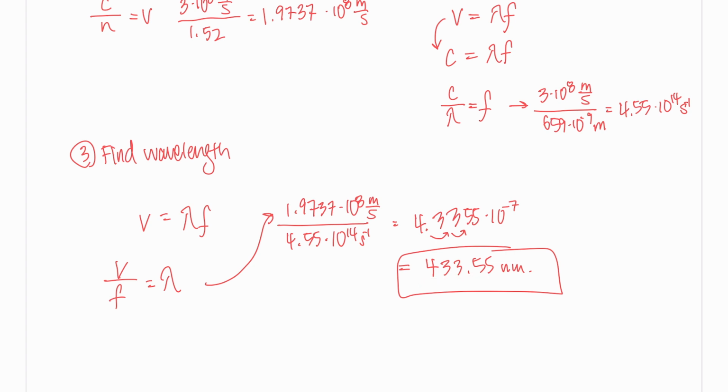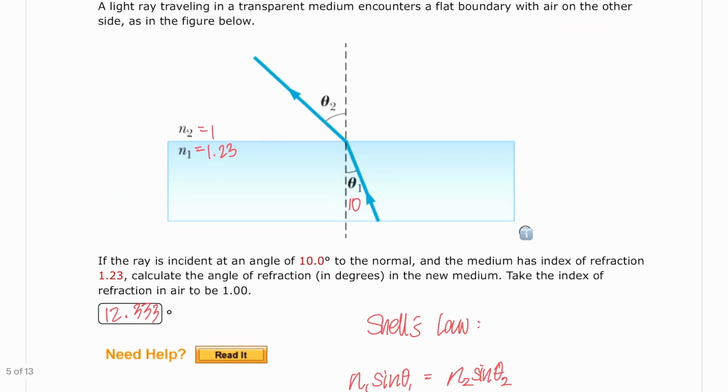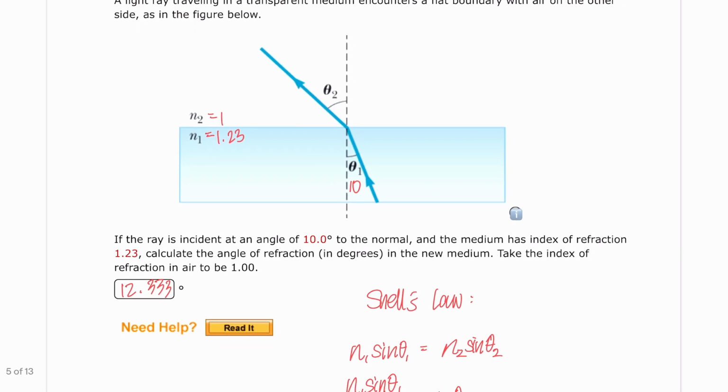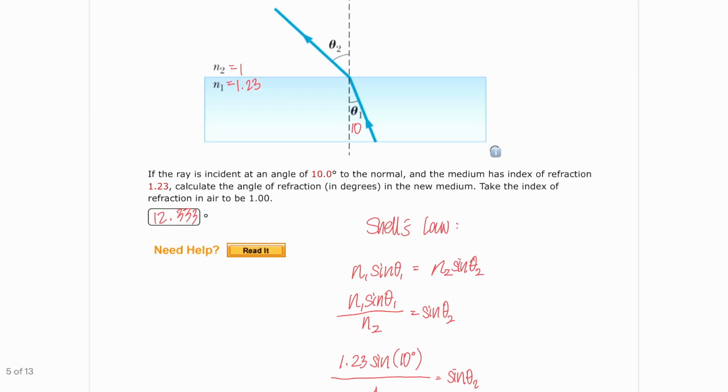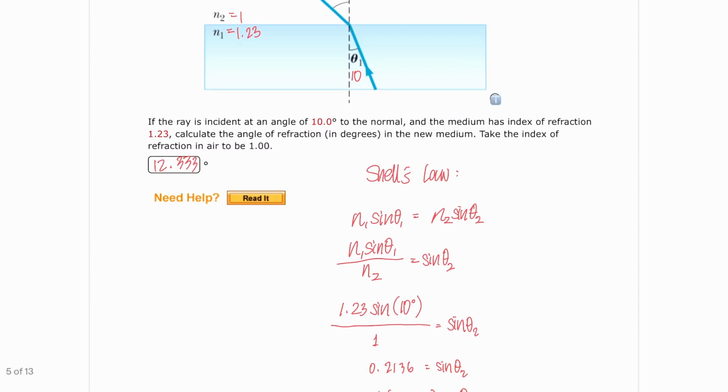And that's how I got 433.55 nanometers. This question is asking us to find this angle, and so we just use Snell's law, which is n1 sine theta 1 equals n2 sine theta 2. We just plug in the values. Since we're going in from this direction, n1 is going to be 1.23, and we put in the theta value here, and then we set that equal to n2, which is just 1 because it's in air, and we find theta 2.